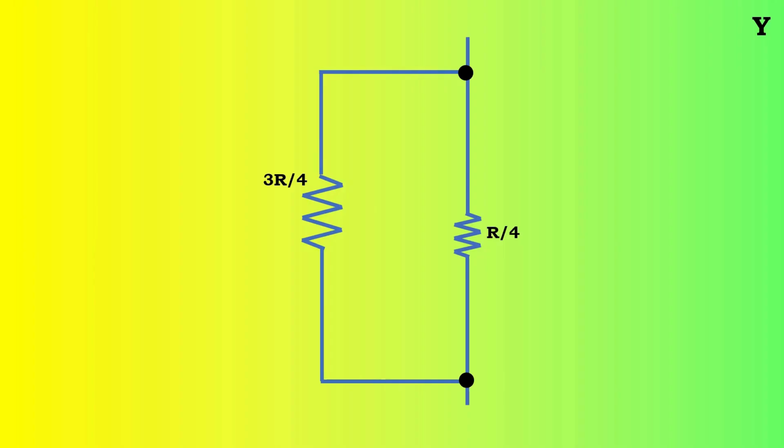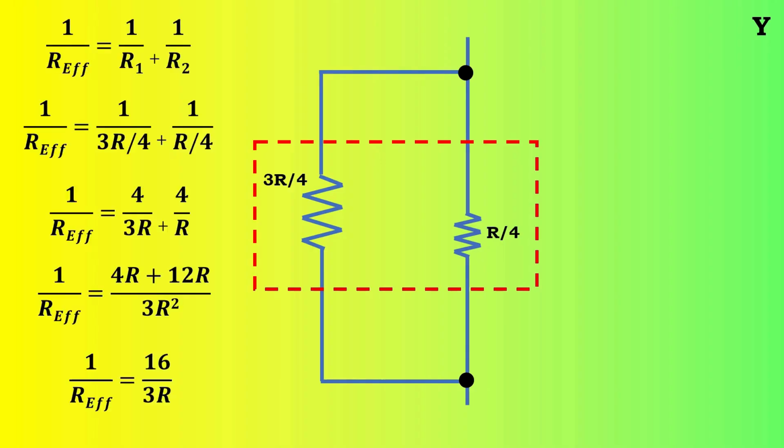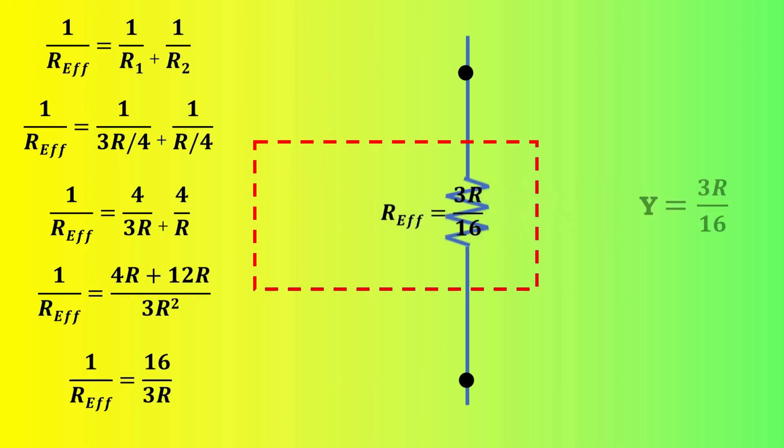Therefore, between the 2 terminals, we have a resistance of 3R by 4 connected in parallel with a resistance of R by 4. Using the parallel combination formula, as shown on screen, we get the equivalent resistance as 3R by 16. Let us denote this resistance by Y. Pause the video if needed to understand the calculation.